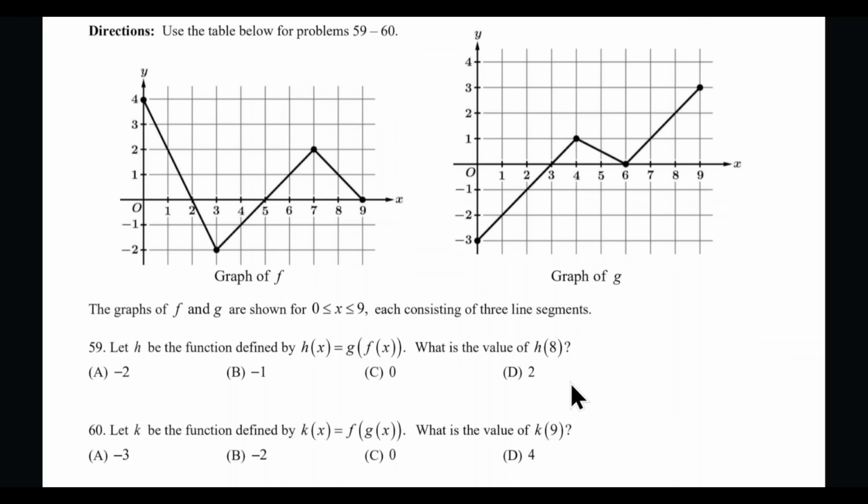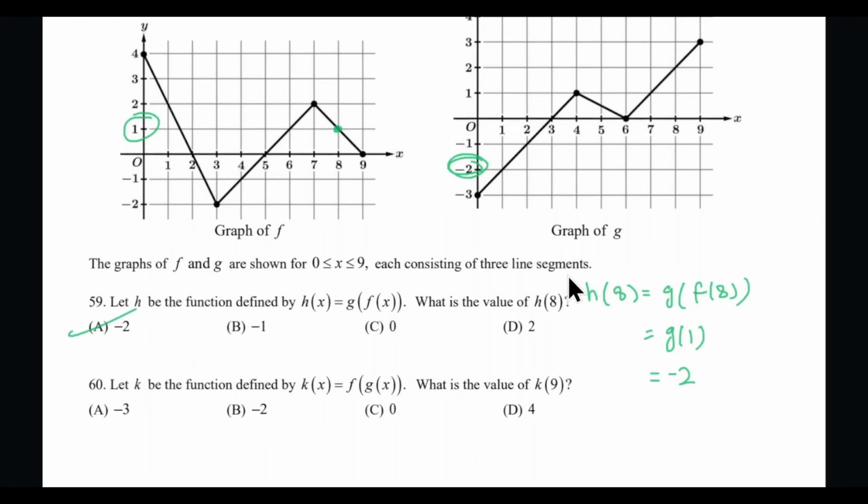Let h be defined. This is again the same scenario. We are just given two different graphs here. So h of 8 is going to be g of f of 8. And what is f of 8? If I read this, this is 8 and the y value is 1. So this is going to be g of 1. And what is g of 1, guys? At x equal to 1, it is minus 2. So this has to be negative 2, which is option A. That's how it works.